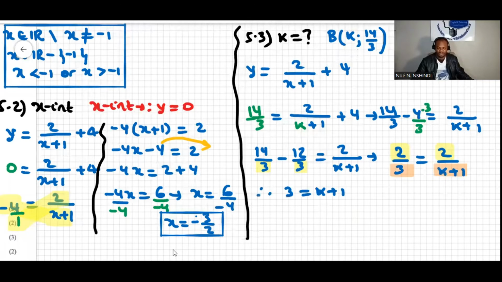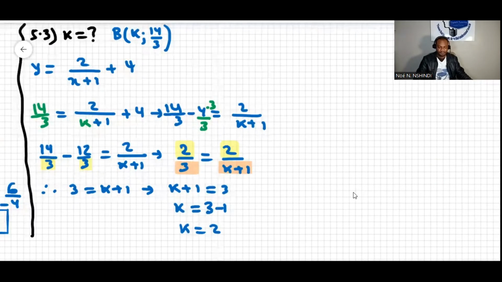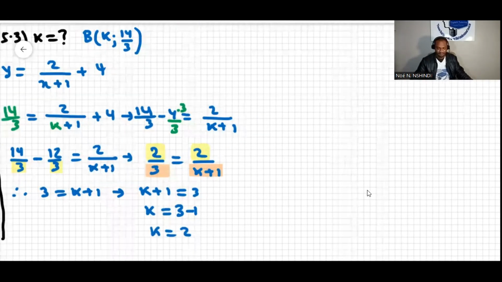Okay, you can do that. Or you can also cross multiply to solve this. So this means that k plus 1 equals 3. We can move 1 over, that makes 3 minus 1, and then k equals 2. So that's the answer. k equals 2.